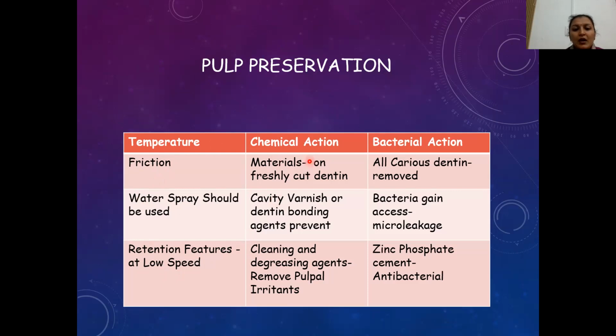Now, chemical action. There are certain materials which have a chemical action on freshly cut dentine. To prevent this, cavity varnish or dentine bonding agents may be used, and cleaning and degreasing agents help to remove pulpal irritants. Then bacterial action: if all the caries dentine is not removed, bacteria may gain access through microleakage. To prevent this, zinc phosphate cement can be used, which has antibacterial properties.